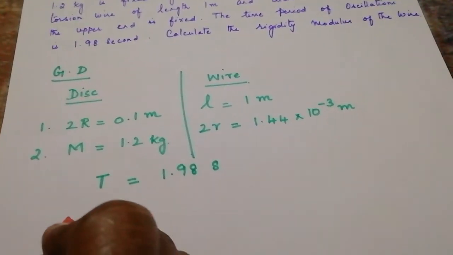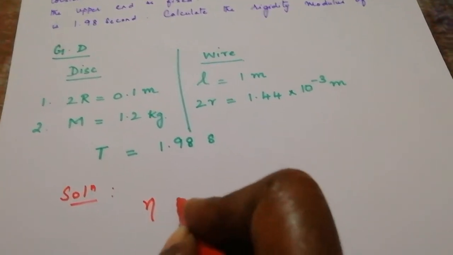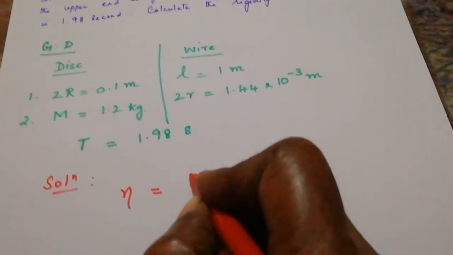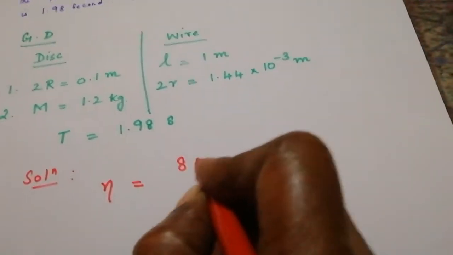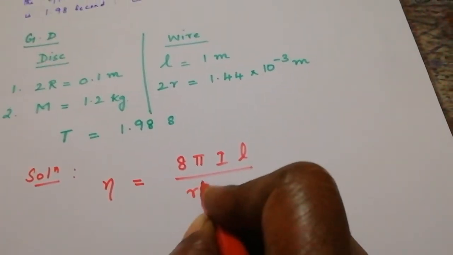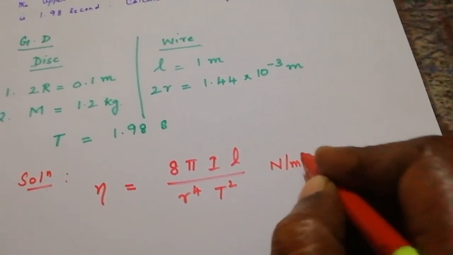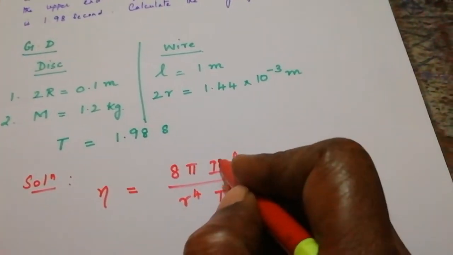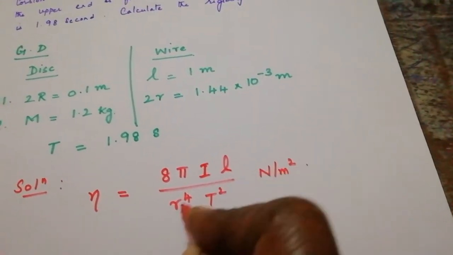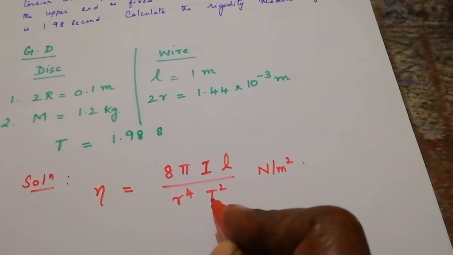The solution: calculate the rigidity modulus of the wire. The formula for rigidity modulus based on torsional oscillations is 8πIL divided by R^4 T^2, in Newton per meter square. Here I is the moment of inertia of the disc, L is the length of the wire, R is the radius of the wire, and T is the period of oscillation.